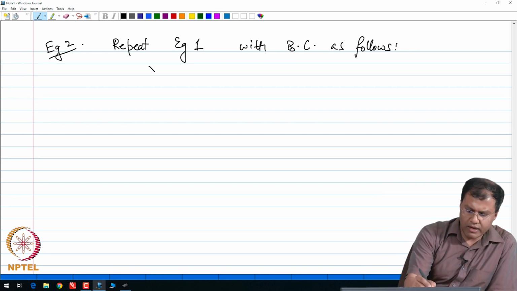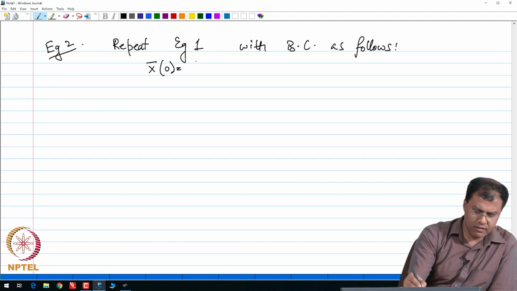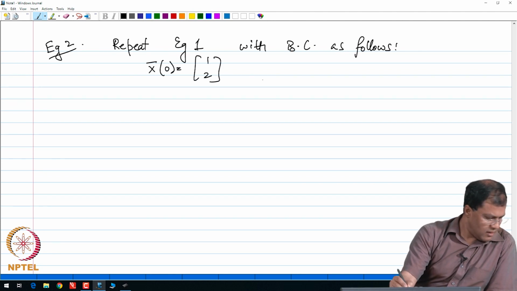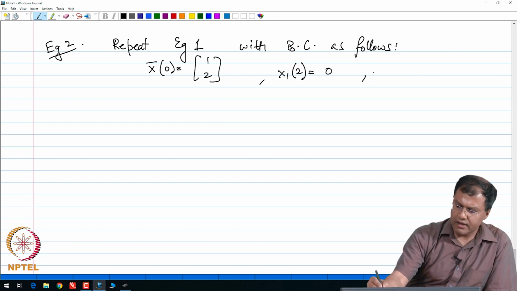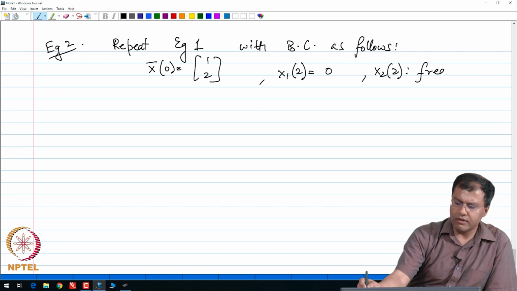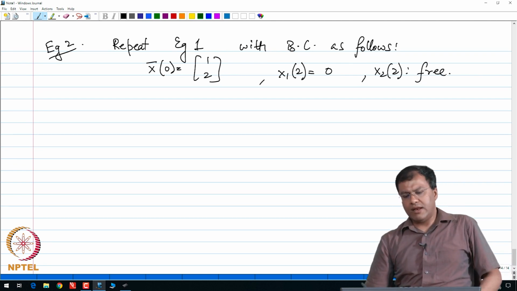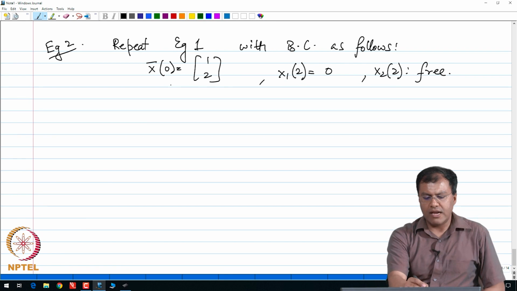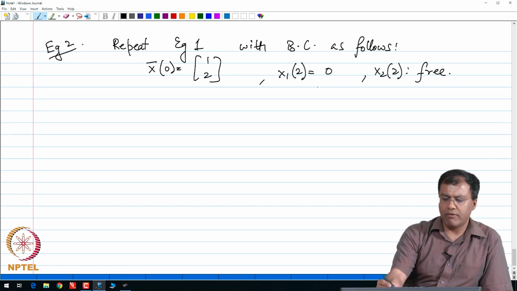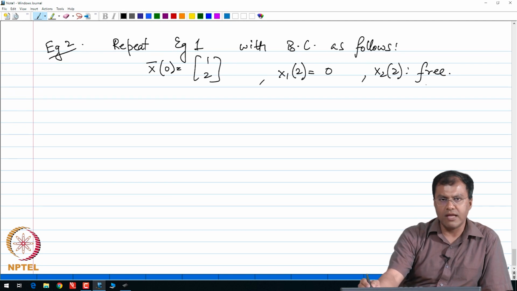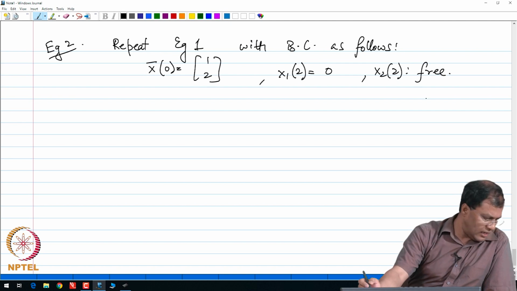So, the boundary conditions are x 0 is [1 0] and then x 1 at 2 is 0 and x 2 at 2 is free. So, it is a freely moving state variable. Notice that my initial and the final time are 0 and 2. So, those are fixed. However, my final state x 2 is free. So, this is a case of fixed final time, but free final state.